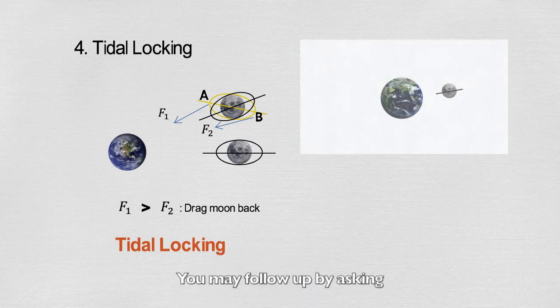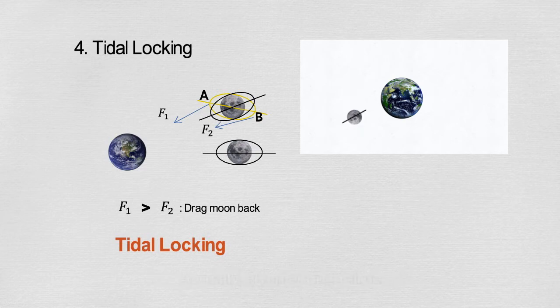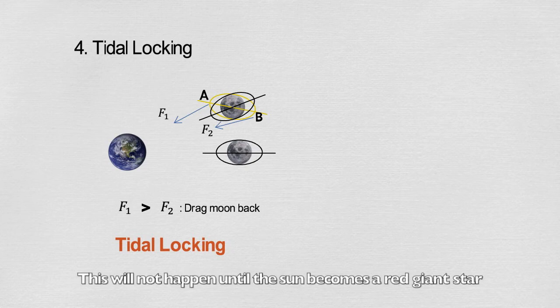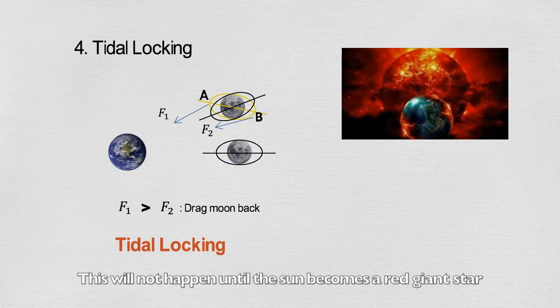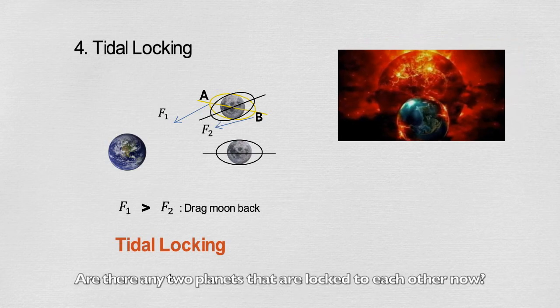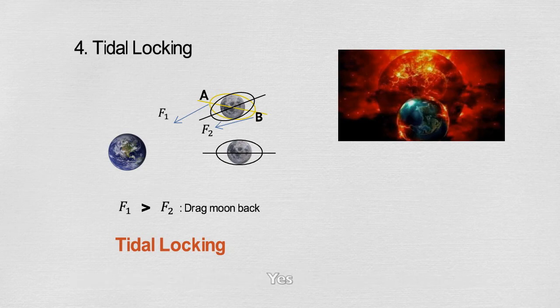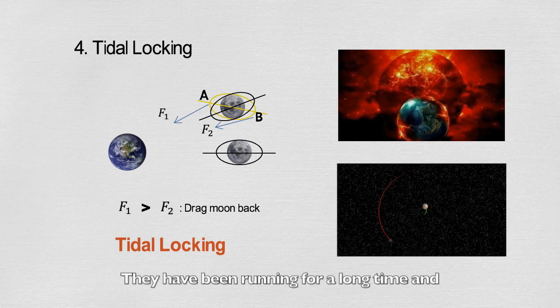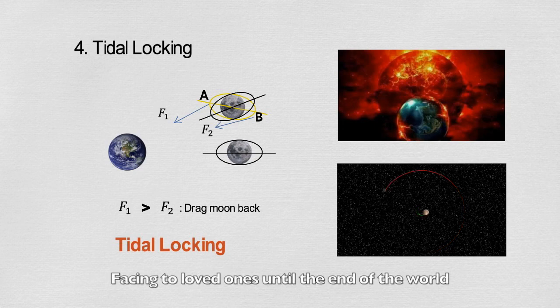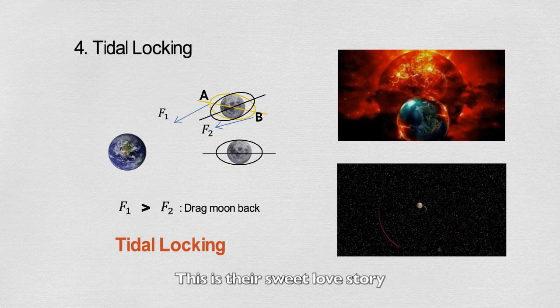You may follow up by asking, since the moon can be locked, why can't the Earth be locked too? Actually, given enough time, the Earth can also be locked by the moon. How long does this take? This will not happen until the sun becomes a red giant star and devours the Earth. Are there any two planets that are locked to each other now? Yes. They are Pluto and its largest moon, Charon. They have been running for a long time and tidal locked to each other, facing two loved ones until the end of the world. This is their sweet love story.